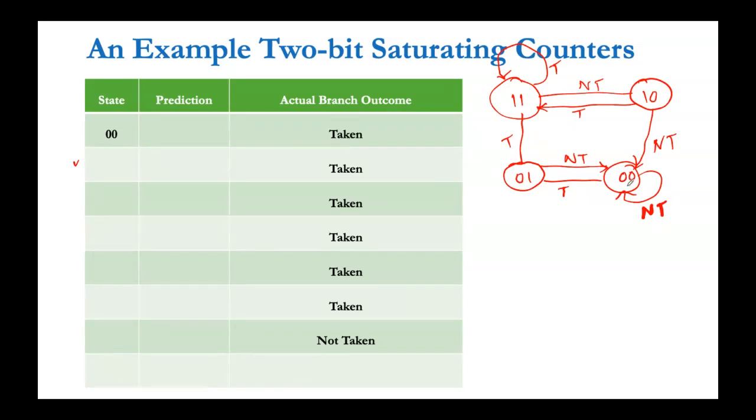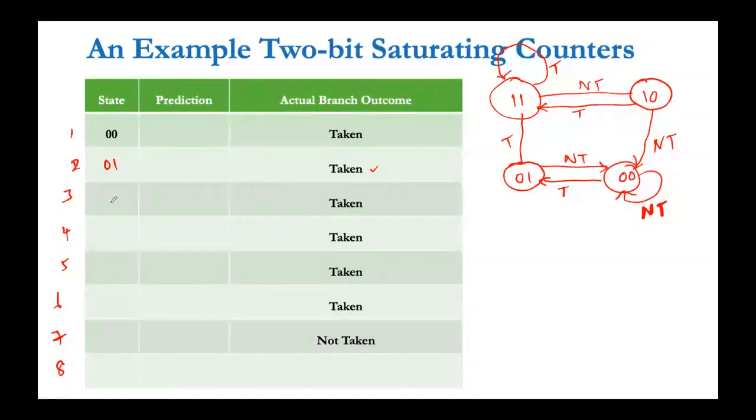So we are at the 0 0 state, and it is taken. So it will go to the next state, 0 1. Answer is correct. Okay. Now we are in state 0 1, and the actual branch outcome is taken. So what is the entry? Let us see this: first row, second row, third row, fourth row, fifth, sixth, seventh, and eighth, suppose. So what is the entry at the third row of the state column?